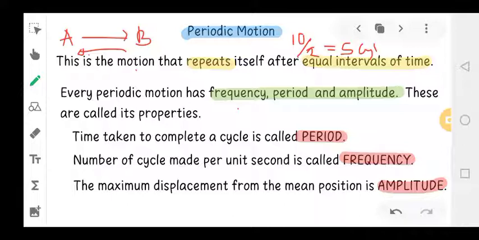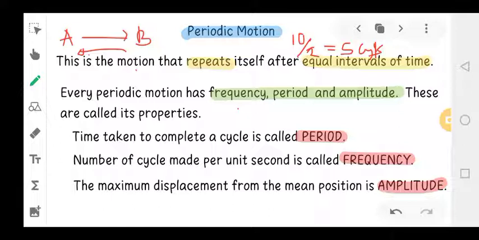So that is the frequency: the number of cycles covered in 1 second. Because 10 cycles in 2 seconds means it is 5 cycles in 1 second, or 5 revolutions per second. So that is the word frequency.